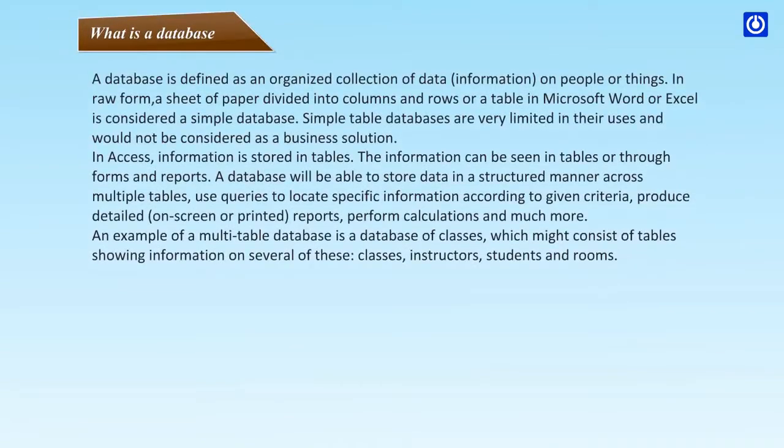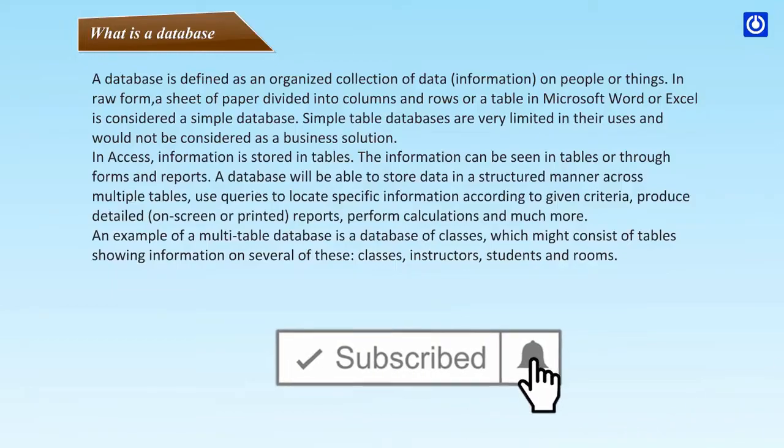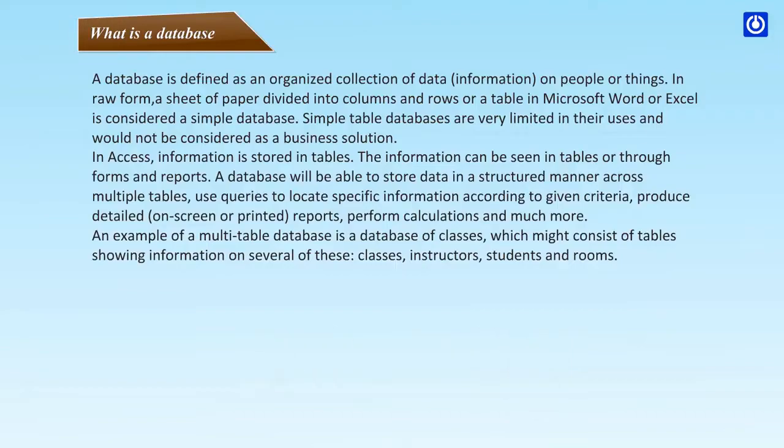What is a database? A database is defined as an organized collection of data, information on people or things. In raw form, a sheet of paper divided into columns and rows, or a table in Microsoft Word or Excel, is considered a simple database. Simple table databases are very limited in their uses and would not be considered a business solution. In Access, information is stored in tables. The information can be seen in tables or through forms and reports.